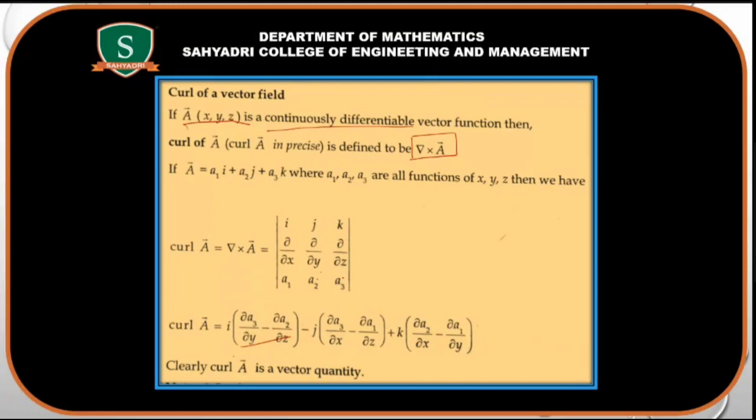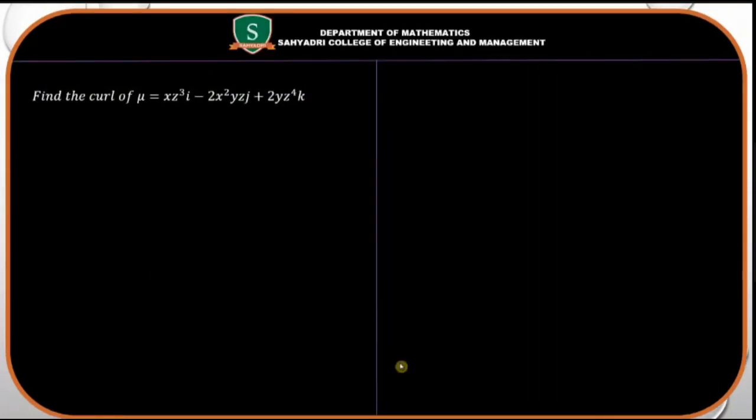So we'll see how to calculate. One more thing you have to note: the curl of any vector is a vector quantity, so remember it. Any curl you apply to a vector gives a vector quantity, whereas divergence gives a scalar quantity. The output of that product gives a scalar quantity, and the curl of A gives a vector quantity. So let us see one problem based on it.